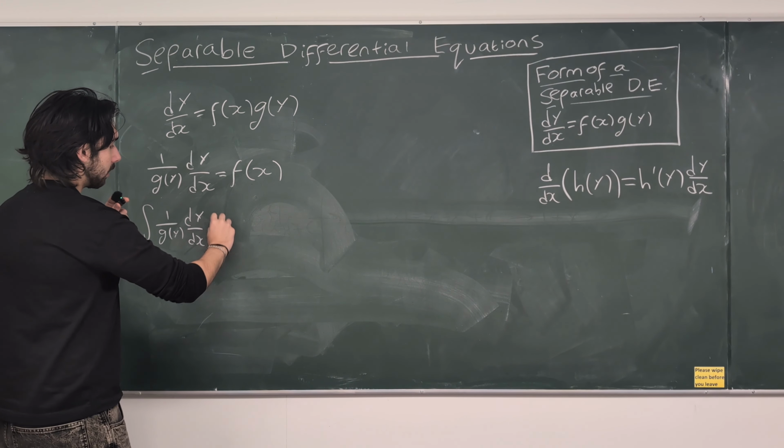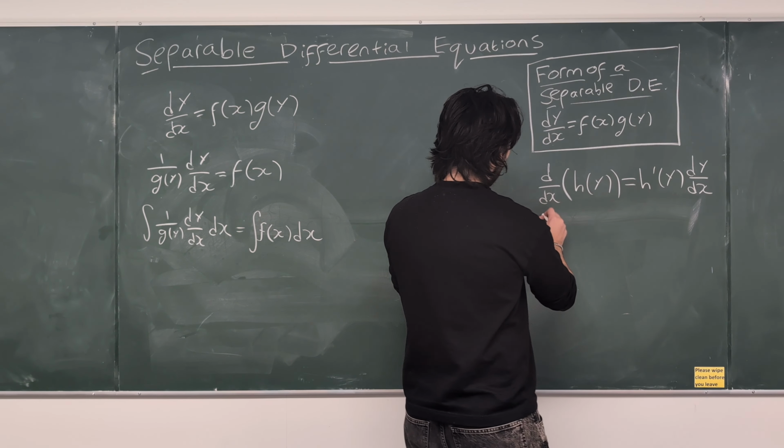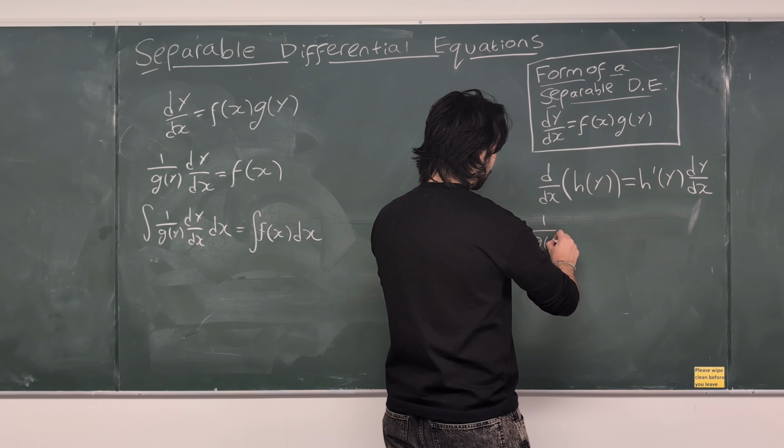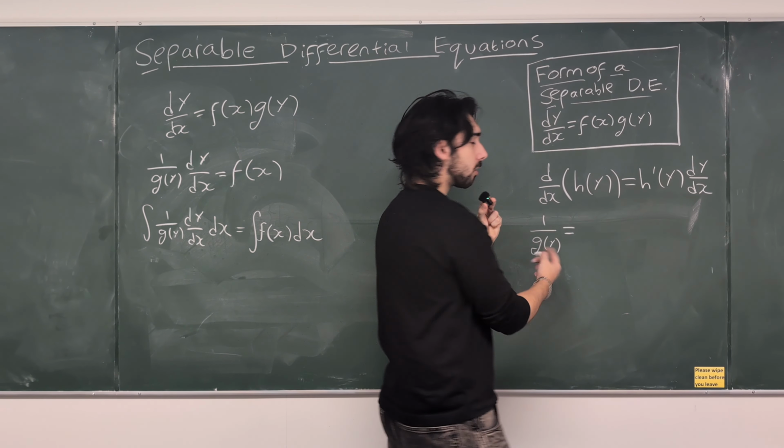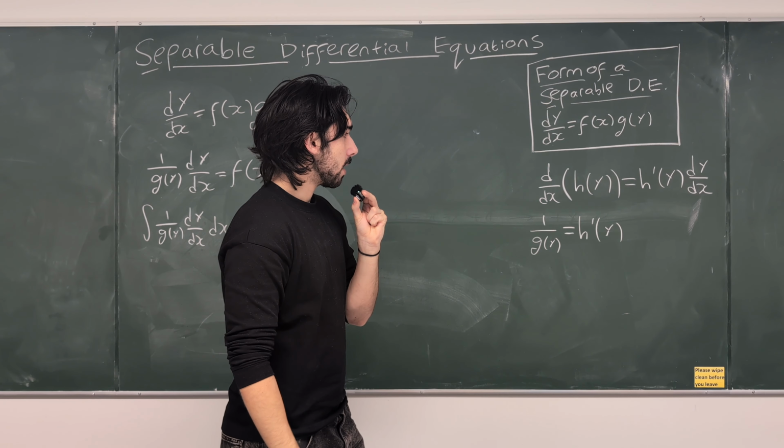So what is this? I would like to be able to rewrite this as the derivative of a function of y with respect to x. What do I mean by that? Well, let's say that 1 over g of y, I'm just going to rename this to be the derivative of some other function h of y. This is the idea.